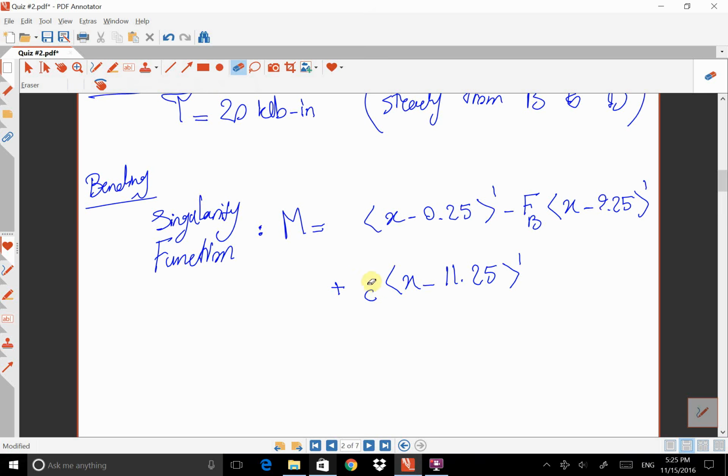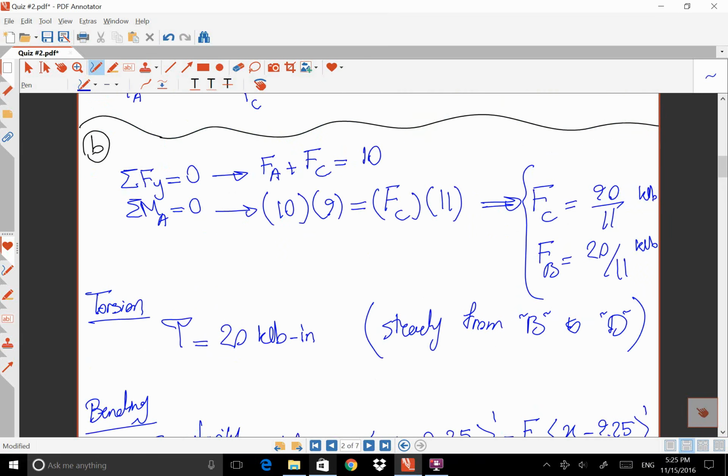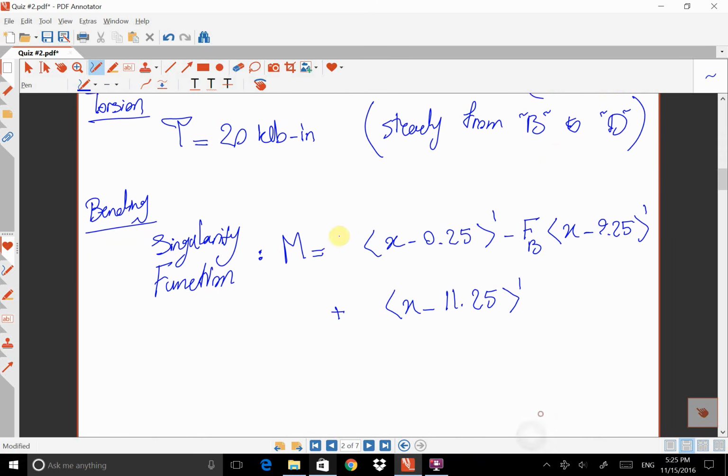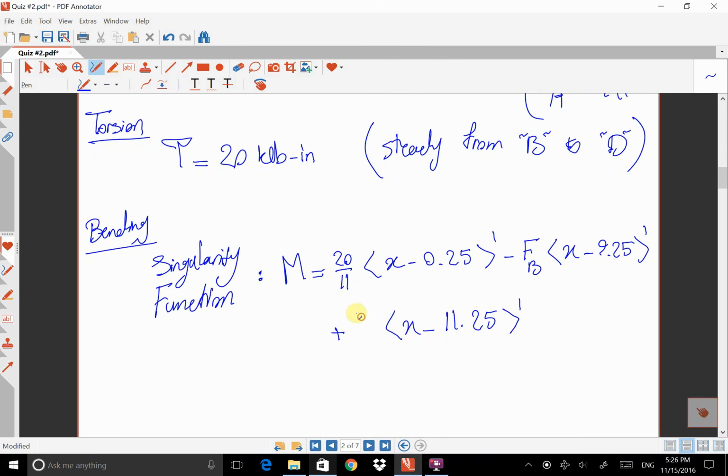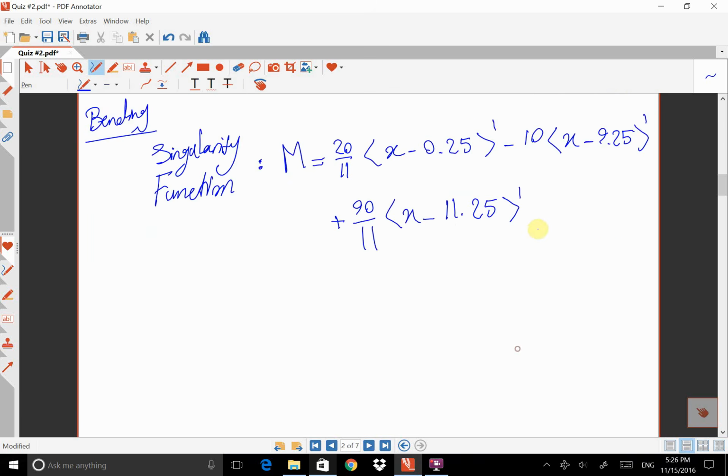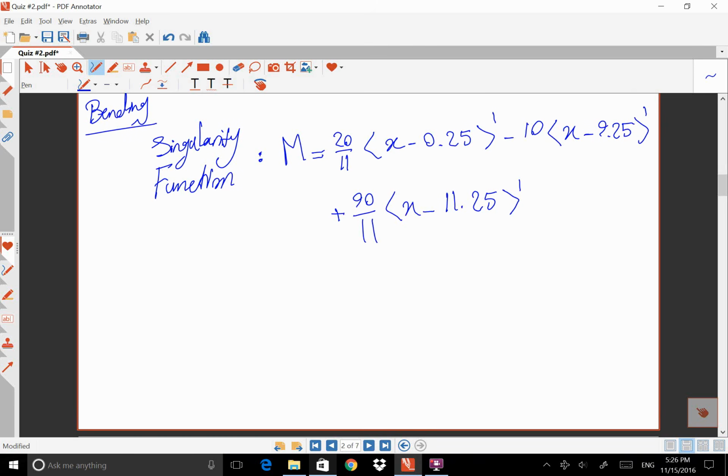Okay, and I'm going to substitute the amount of forces here. How much was FA? Okay, why did I say FB here? That's FA, sorry. FA is 20 over 11, and FC was 90 over 11, and FB was 10. Okay. So I found the moment equation.